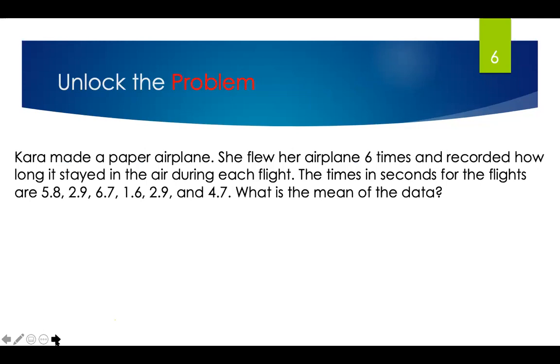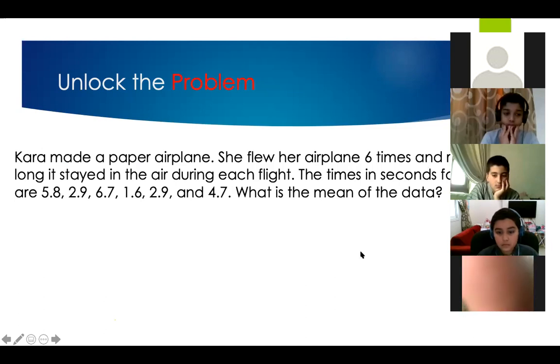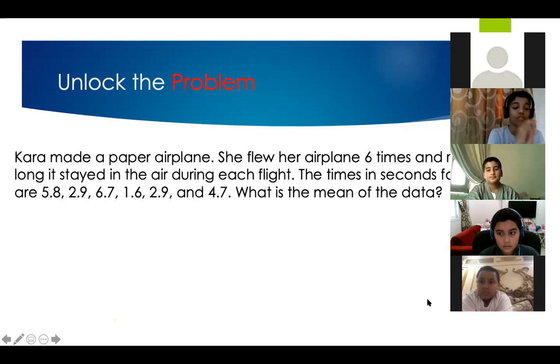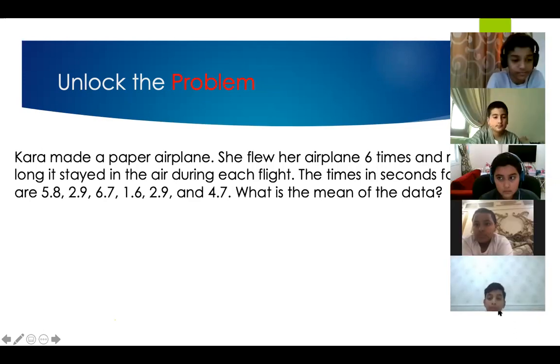Unlock the problem. Turkey, would you read, please? Sarah made a paper airplane. She flew her airplane 6 times and recorded how long it stayed in the air during each flight. The times in seconds for the flights are 5.8, 2.6, 6.7, 1.6, 2.9, and 4.7. What is the mean of the data? Yes. Turkey, why I cannot see you? Can you turn your camera on, my dear? It's on. Okay, now I can see you.